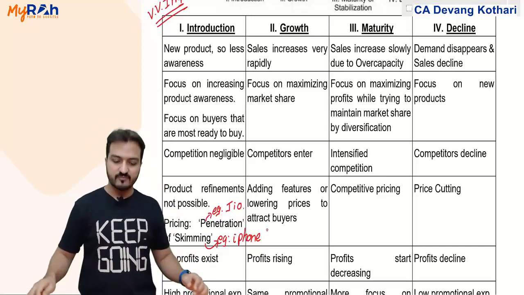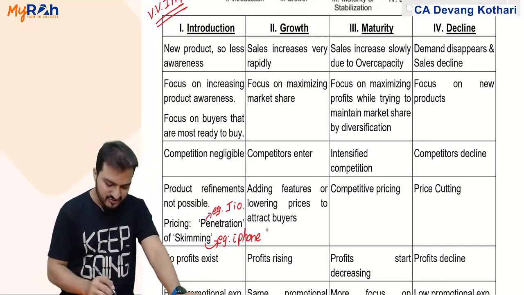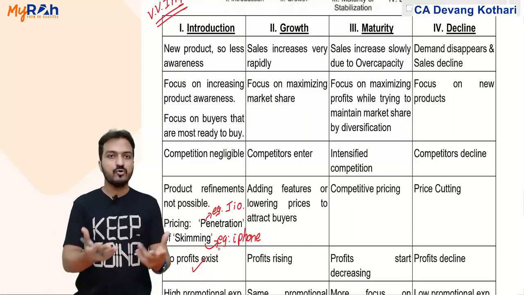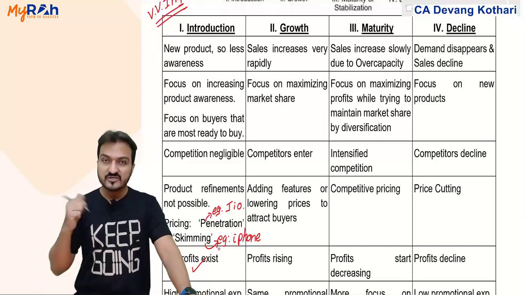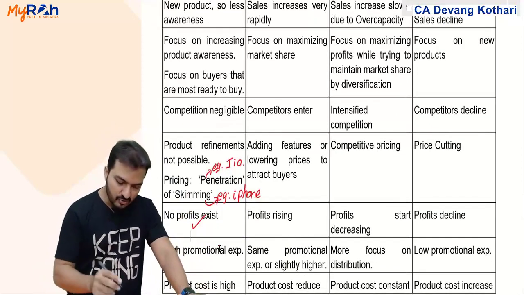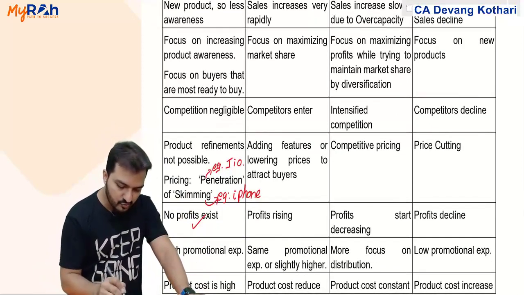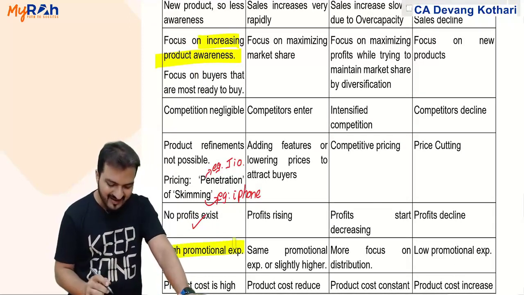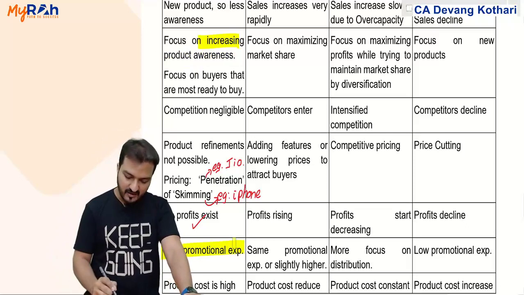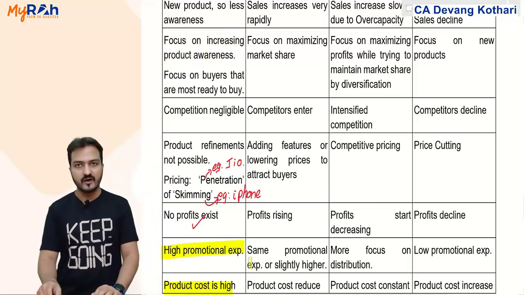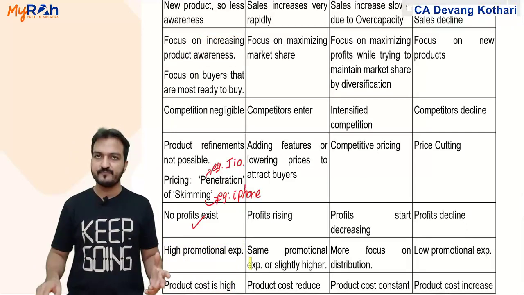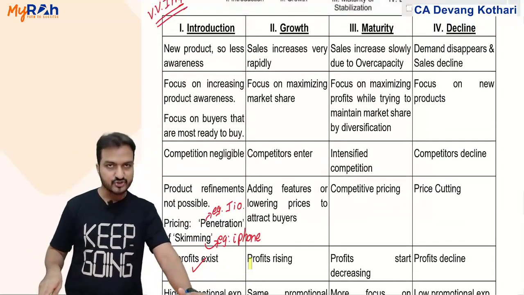Yeah, that is skimming price. During the introduction stage, no profits exist because you have just launched the product. People don't even know your product. Because people don't know your product, your main focus is on increasing product awareness. For that matter, there will be high promotional expense, and your product cost per unit will obviously be very high during that time. Okay, this is my introduction stage.